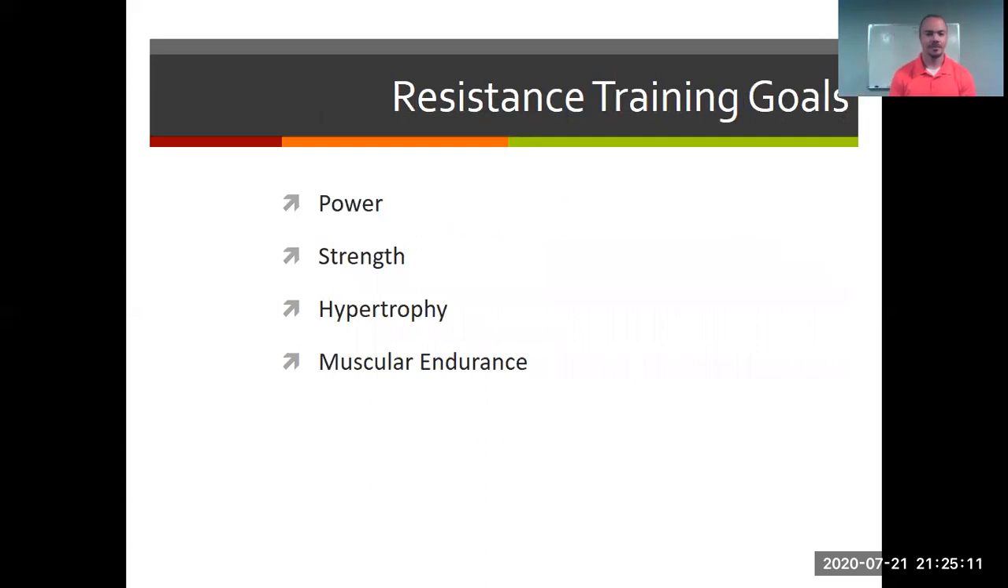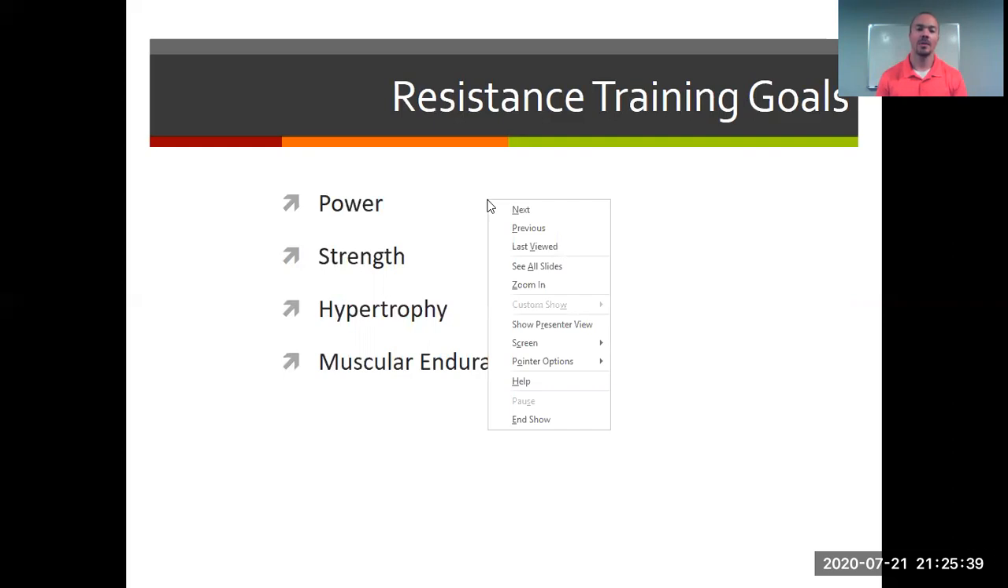Resistance training goals: power, strength, hypertrophy, muscular endurance. And there's a lot of terms and lingo that sort of jumps away from these. And what we do with resistance training can help us do a lot of other things on the sporting field away from resistance training. But when we are resistance training in this program, that's basically what we're going to talk about: power production, strength, hypertrophy, and muscular endurance.